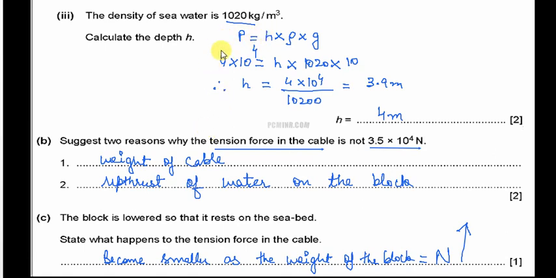If you have a numerical, write down all the parameters, write the correct formula, and then just plug in the values carefully and solve.